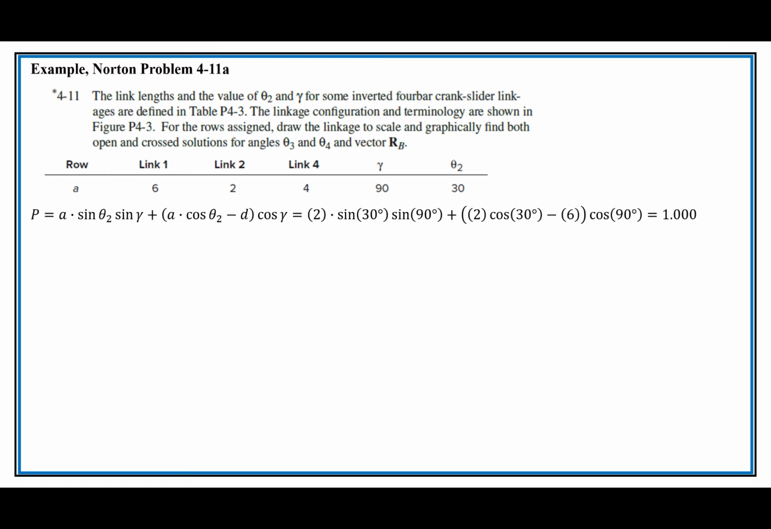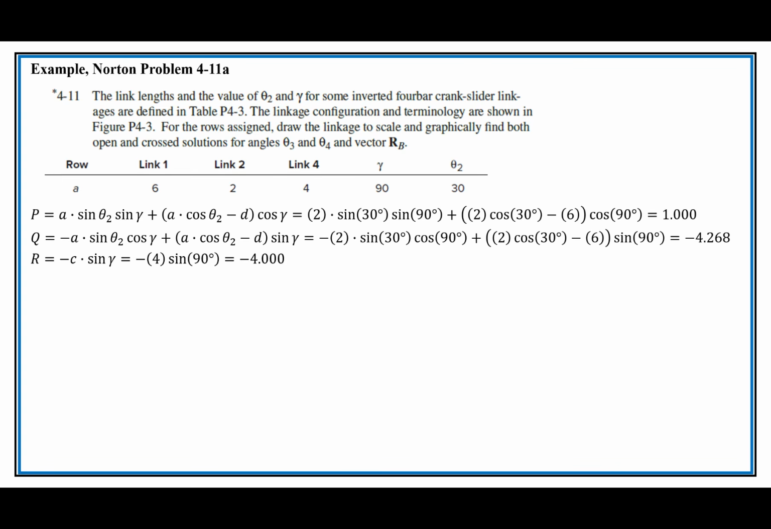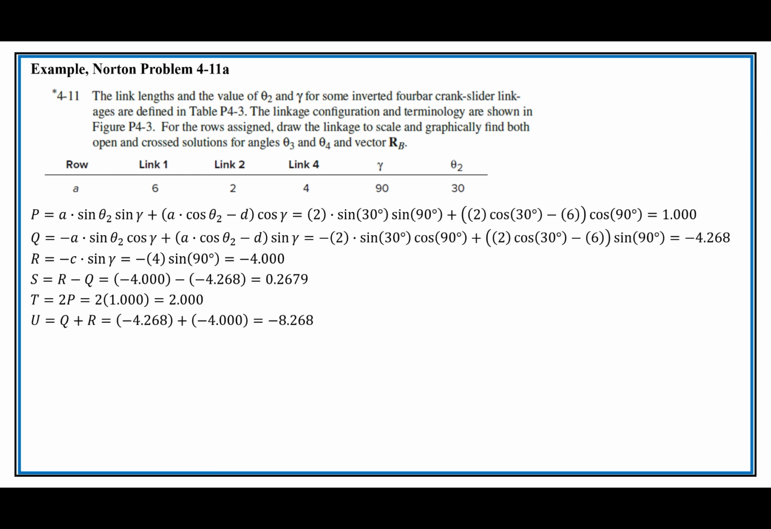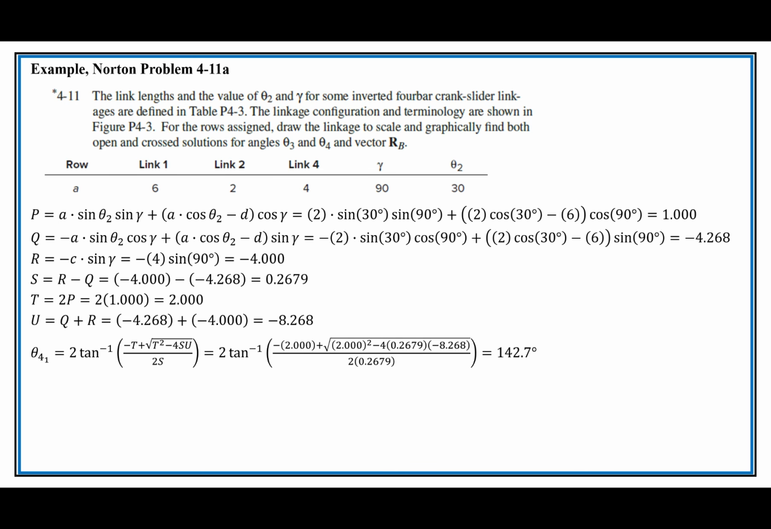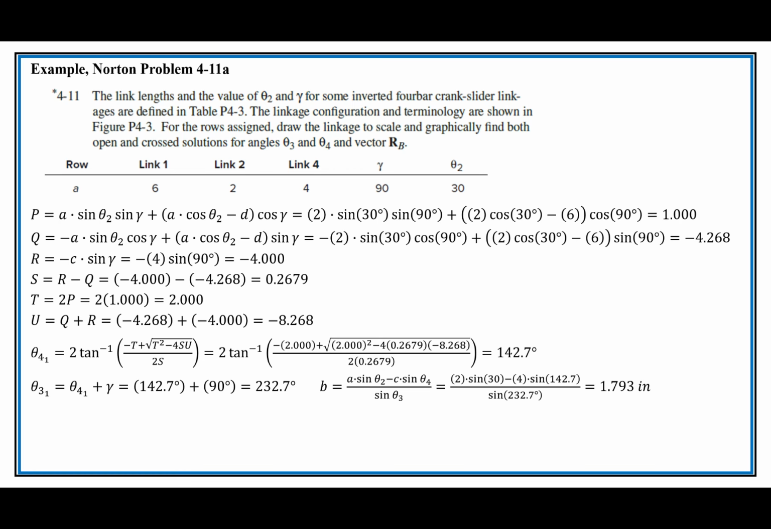So we go through the equations for this, the P, Q, and R to get these values, and then we get the S, T, and U. The S, T, and U are the ones that go into the quadratic equation. Here's the positive one. I get 142.7. And then if I plug it back in, to get a theta 3, we know we have this relationship with theta 4. We can go back to this B that we had at one of the very first equations. Plug them in and get 1.793, which is what we were predicting.